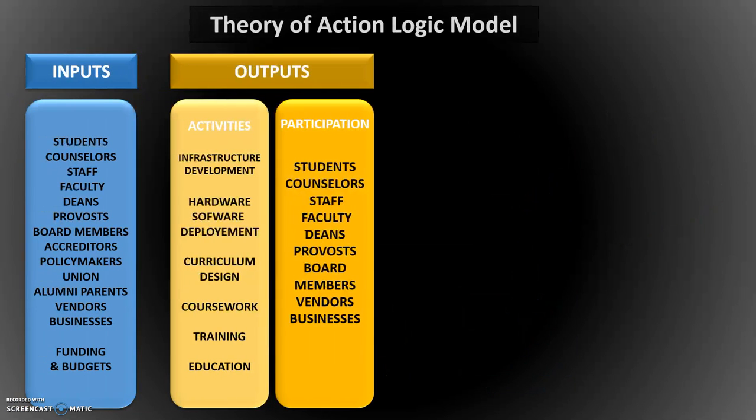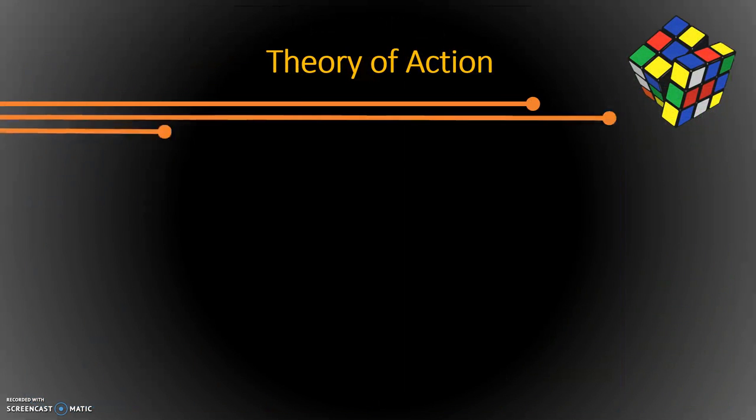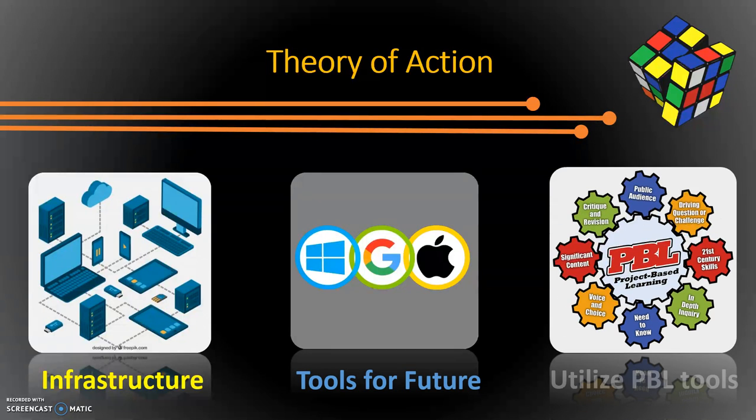So the theory of action logic model: the inputs you see on the left. Remember, funding and budgets are key. Vendors and business relationships, alumni and parents, unions, etc. And the outcomes are fantastic, from short-term to long-term, things like problem-solving skills, critical thinking, etc. So remember, the theory of action is infrastructure, tools for the student's future, and utilizing problem-based learning tools.